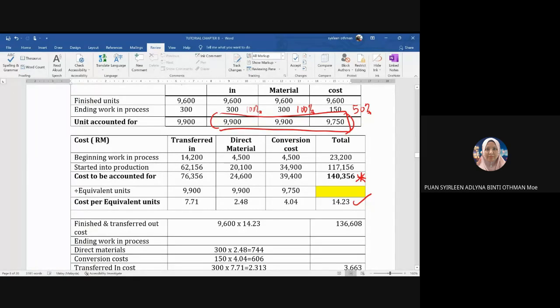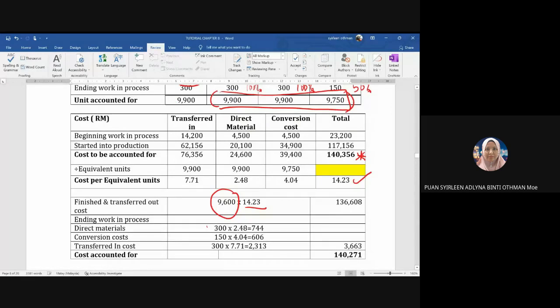Okay. Yang ni, darab RM14.23. Lepas tu kita ada direct material, conversion cost, transferred in. Okay, susunan tak penting, janji 3 item mesti ada. So total is 3663. So you dapat 140,275.